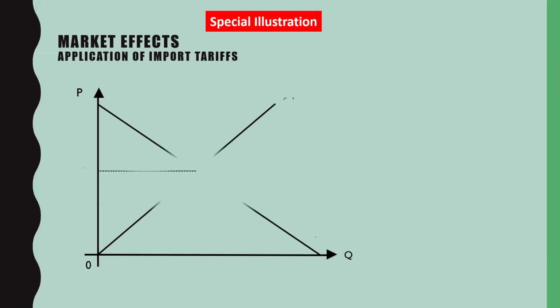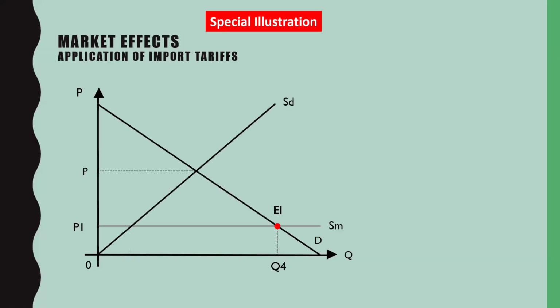Right, market effect. Now with that, we'll assume there is a certain product that is being imported into Sri Lanka. So this is the domestic market. SD is the domestic supply. This is the domestic demand.